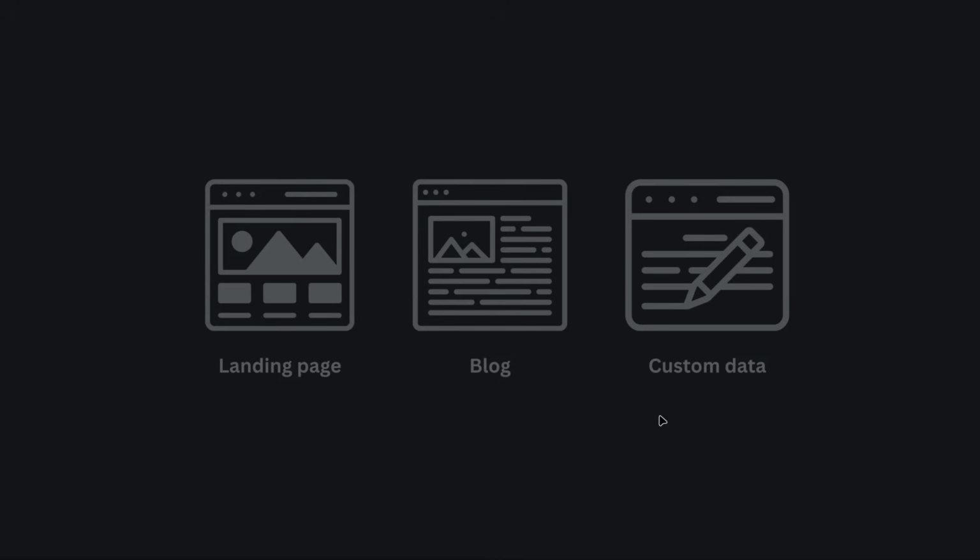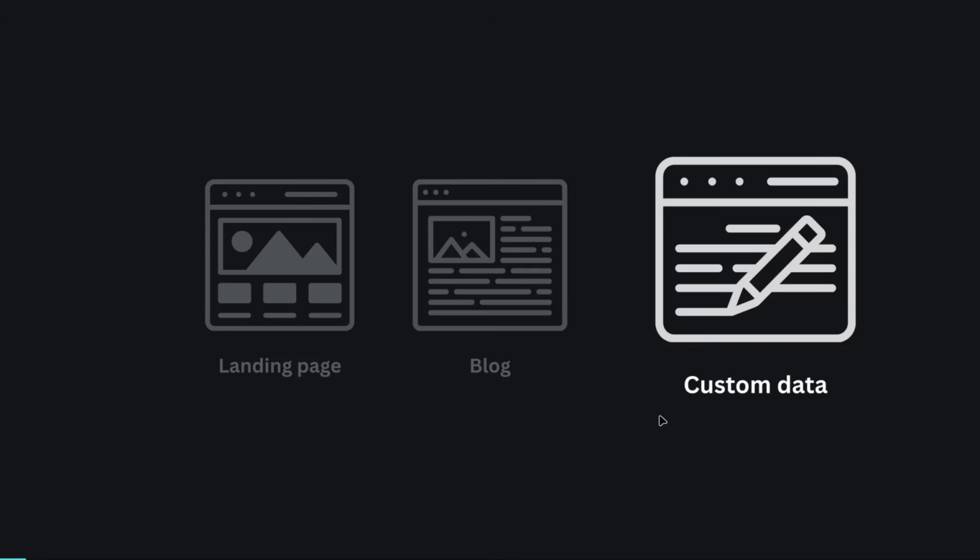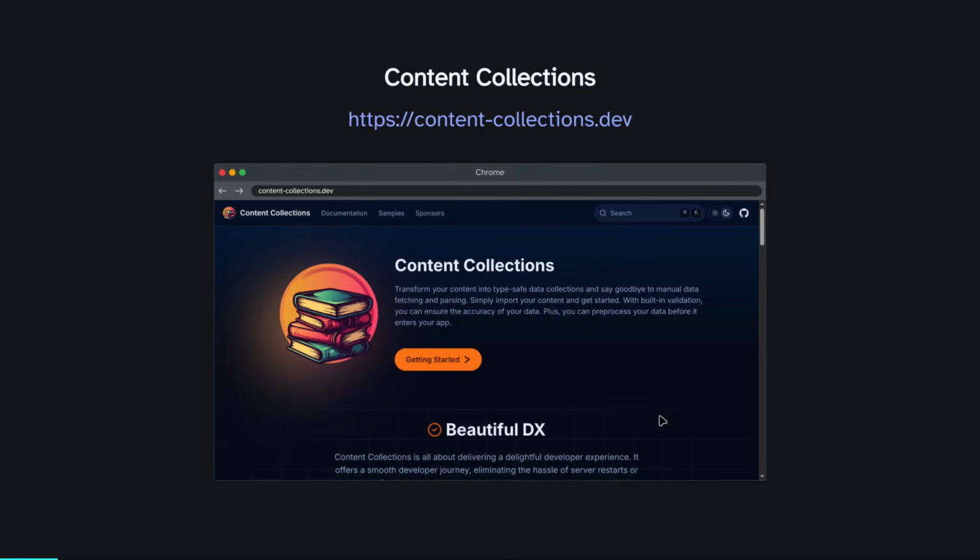Hey, have you ever created a static site like a landing page, a blog, or some custom static data? You might have found that it's a little bit hard and annoying to do. What I wanted to show you was that there's a project that makes this a lot easier called Content Collections, and it works with Svelte, React, Vue. Today I'll show you how to use it with Svelte.